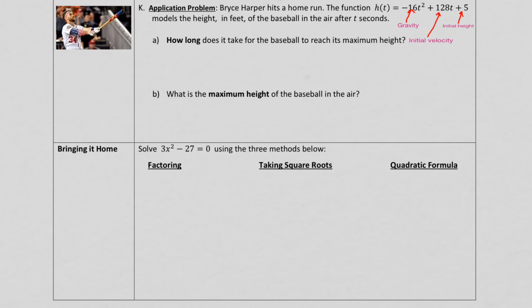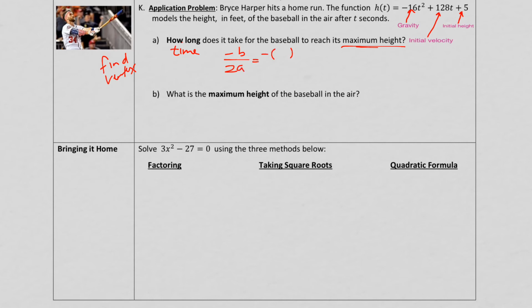And then I ask you, how long does it take for the baseball to reach its max height? Whenever you get this question about how long, this is going to be a time, how long it takes to reach max height. This is basically code for saying find the vertex, which we have a formula for: negative b over 2a. So that's what this requires in this question.